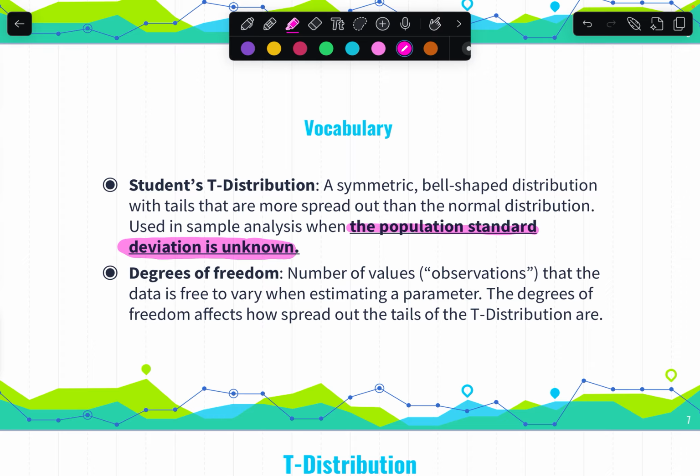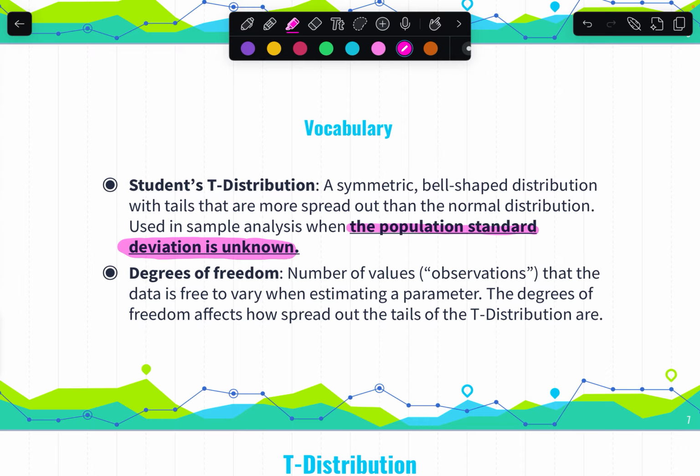Okay, the student's t distribution also includes this concept of degrees of freedom. Basically, it's looking at the number of values or observations that the data is free to vary when estimating a parameter. The degrees of freedom affects how spread out the tails are on the t distribution. So basically, because now we're making a lot more assumptions, we have to denote how much freedom we're actually going to give to this new model that we're creating.